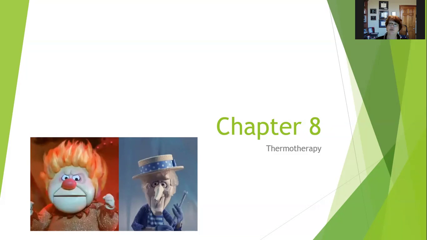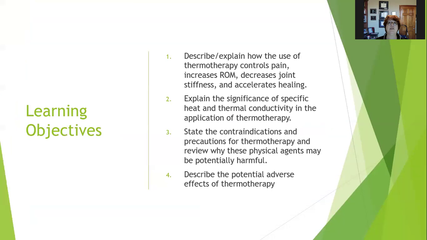And so now we're on to superficial heat, thermotherapy. So the learning objectives: we want to be able to describe or explain how thermotherapy controls pain, increases range of motion, decreases joint stiffness, and accelerates healing. We want to explain the significance of specific heat and thermal conductivity in the application of thermotherapy, contraindications and precautions, of course, and how these physical agents may be potentially harmful. And we want to describe the potential adverse effects of thermotherapy.